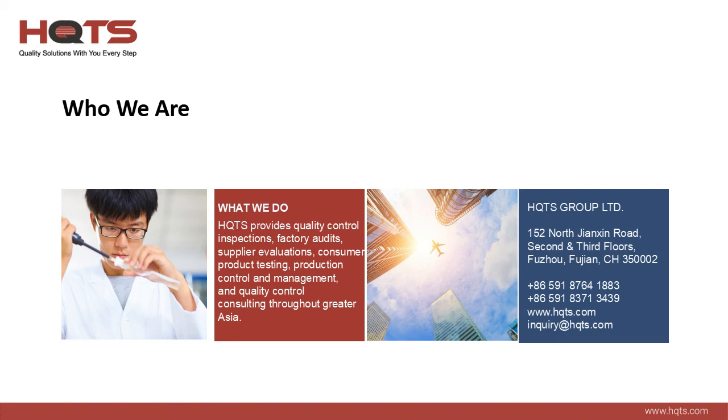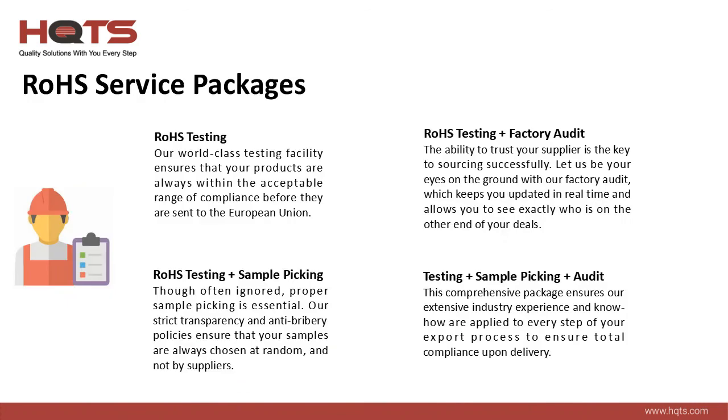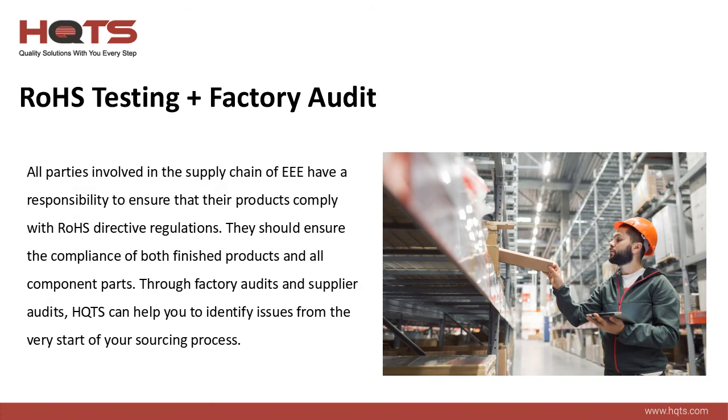So testing of materials and components prior to production can ensure compliance with RoHS requirements. Factory and supplier audits allow HQTS to help you identify issues from the very start of your sourcing process. The key criteria of our factory and supplier audit are assessment of facilities, policies, procedures, and records that verify a factory's ability to deliver consistent quality products over time based on your requirements.